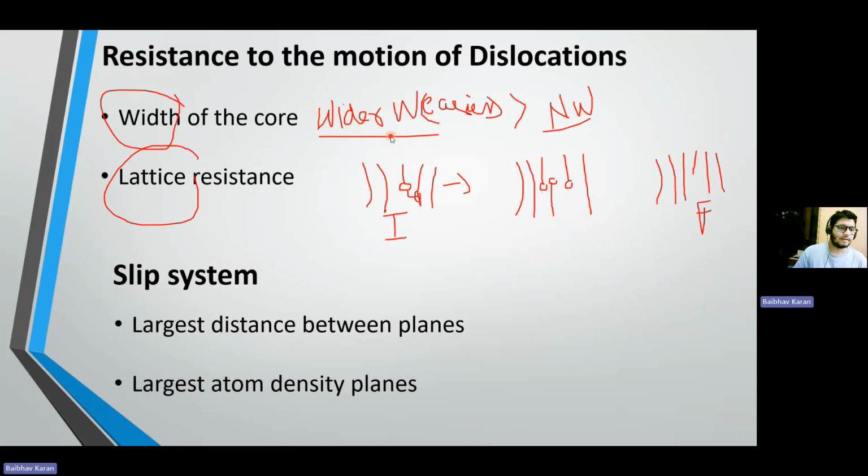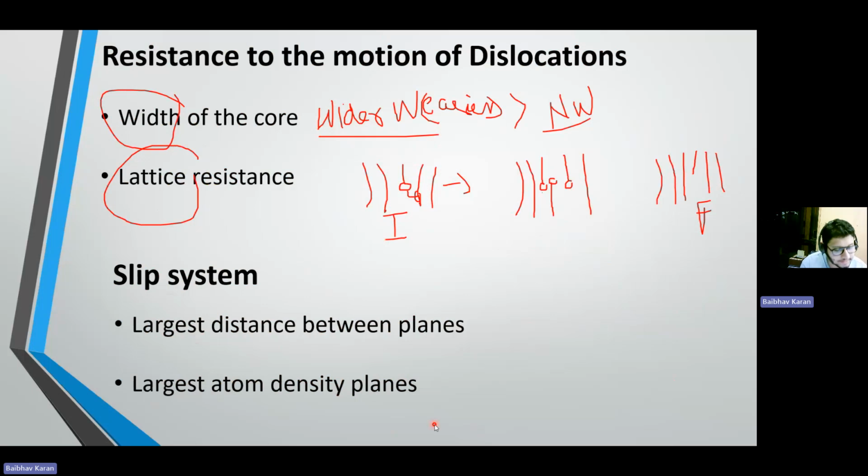So the slip system is defined as the system where the largest distance between the planes and the largest atomic plane density are taken into account. If these two points are taken into account, the value we get is defined as the slip system of that unit cell. Like in FCC, the 111 plane and 110 direction is the slip system. How to find the atomic density values, Professor Shashank explained, and you can always go back to his notes.